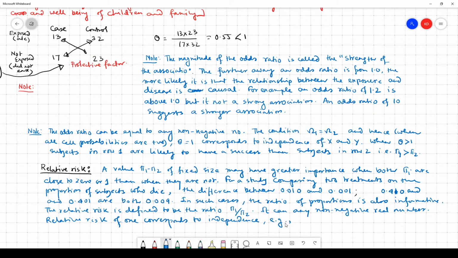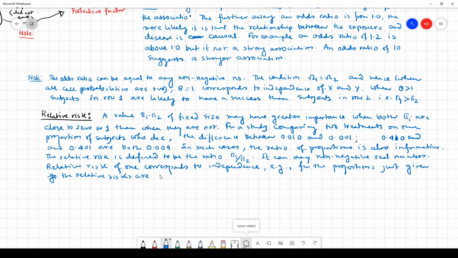For example, for the proportions just given, the relative risks are 0.010 by 0.001, which is equal to 10, and 0.410 by 0.401, which is equal to 1.02.